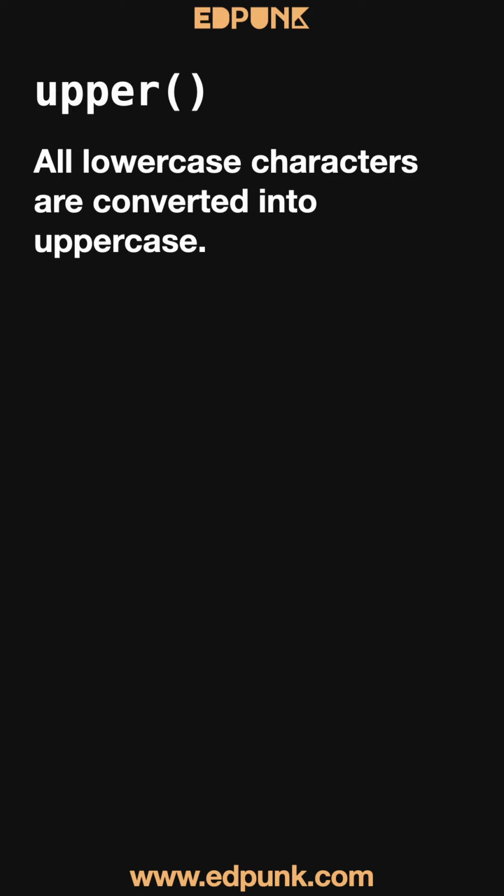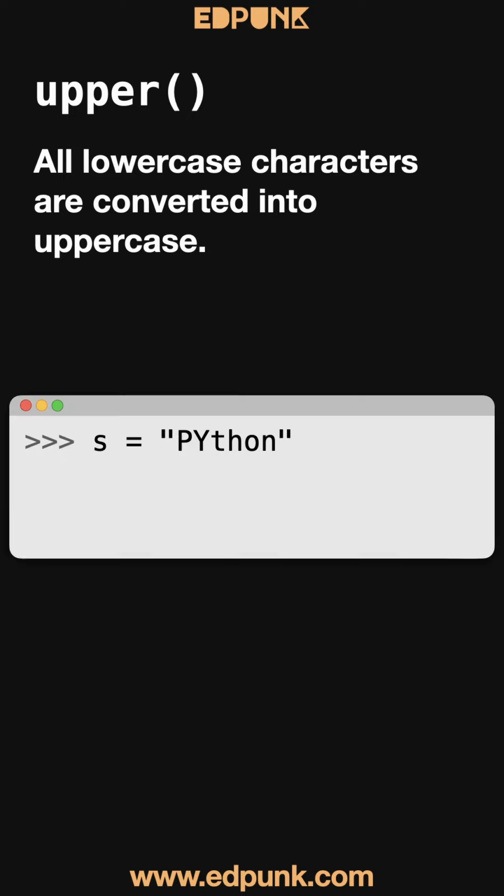The upper method is useful for converting all cased characters into uppercase. For example, let us assign a string Python with capital P and capital Y to variable s. Now, executing s.upper() returns the string PYTHON with all characters in uppercase.